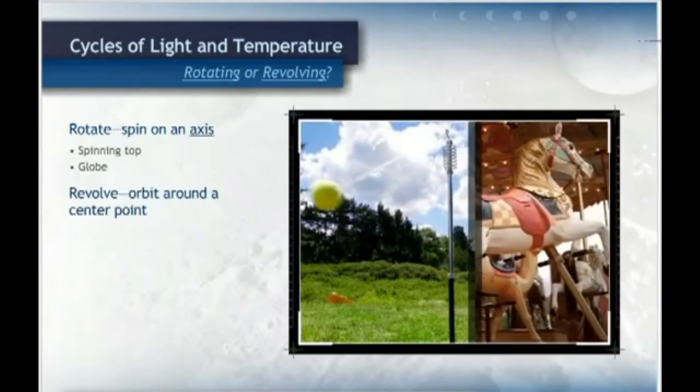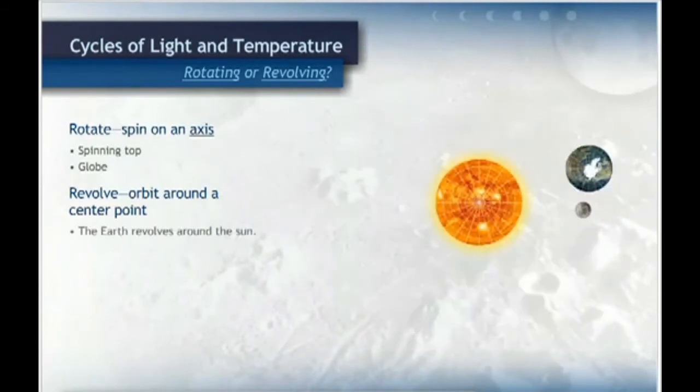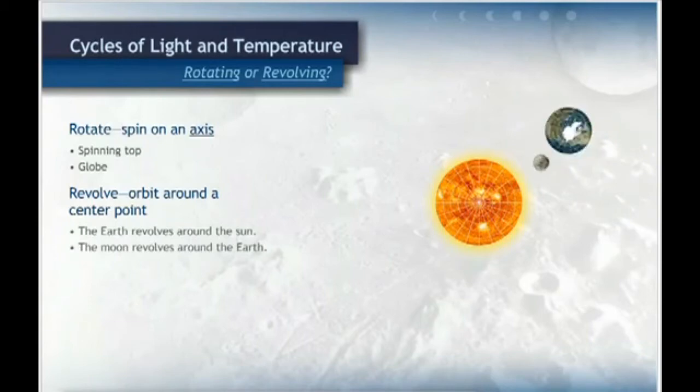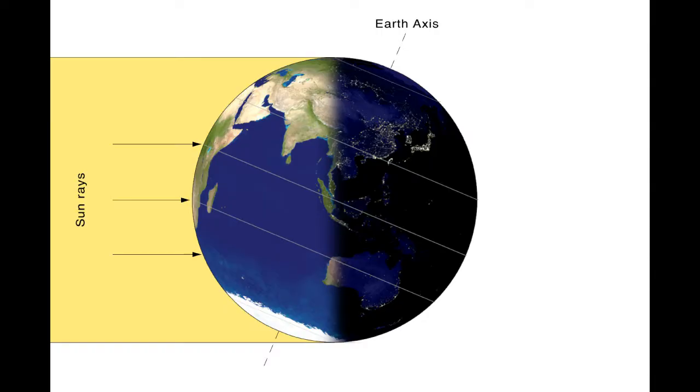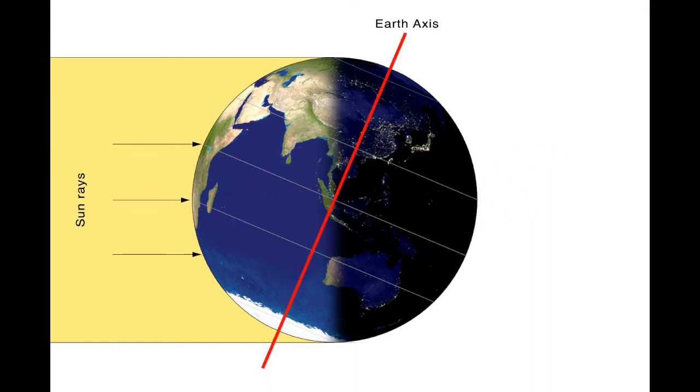To revolve means to circle around a central point. The Earth revolves around the Sun, while the Moon revolves around the Earth. Because they are both spheres, exactly one half of the Earth and the Moon will be lit at all times. In addition, the Earth's axis is not perpendicular to the Sun's rays. In fact, it's tilted 23.5 degrees.